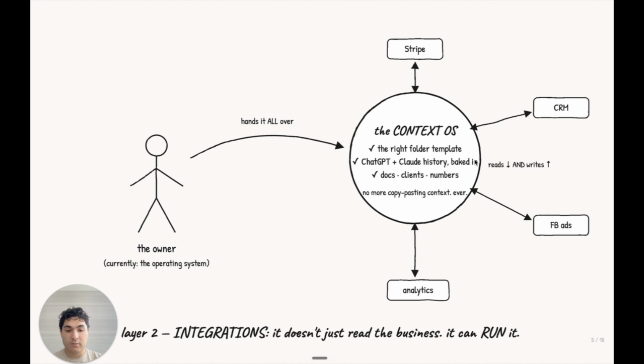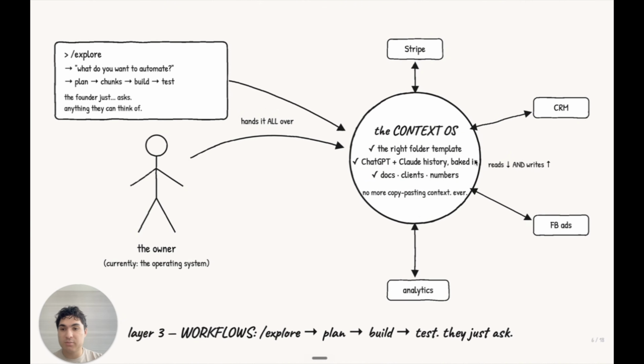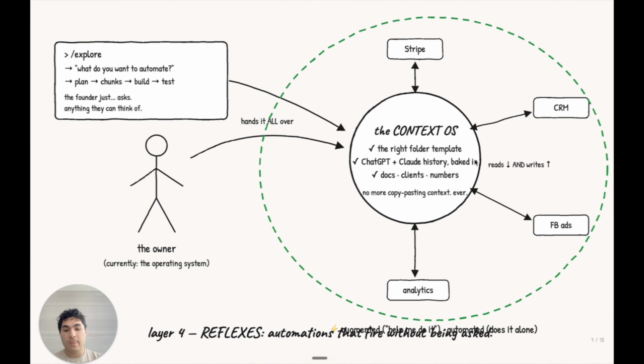Next, we integrate. It doesn't just read the business, it can fully run it. So we have Stripe, the CRM, the ads, the analytics, everything integrated into our operating system, which we're setting up with Claude. Now, /explore. This actually tells us what we want to automate. It plans, it chunks, it builds, it tests. The founder literally just asks anything it can think of. So we're building the operating system here for the founder, and we're doing that in Claude. It's pretty easy to explain to Claude what you're doing: tell it we're building the context OS system for the founder, dump everything into it, give it access to all the integrations, and then they can use the /explore command to actually explore, right?